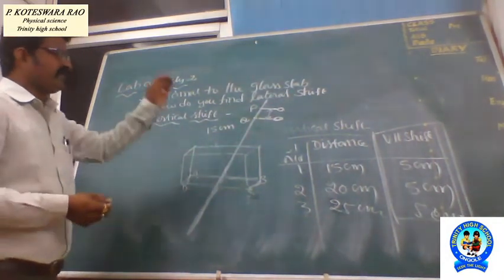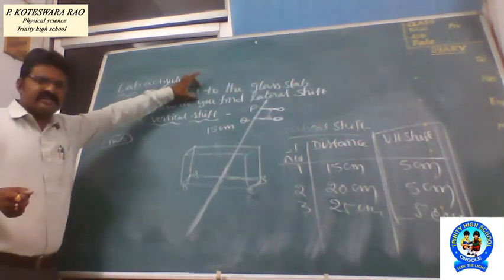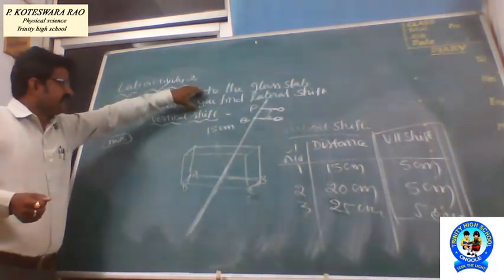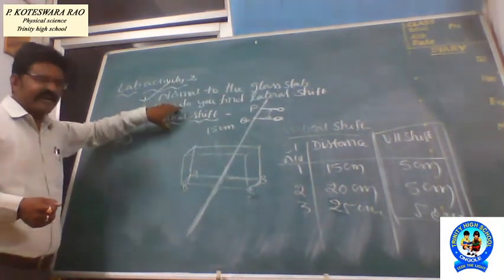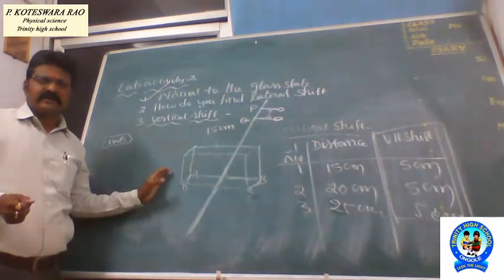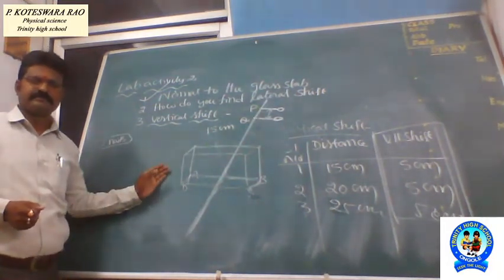So this is also a very important one. With the help of the first concept, we can easily find the lateral shift, and after that we can find the vertical shift, and all of them belong to that same glass slab.